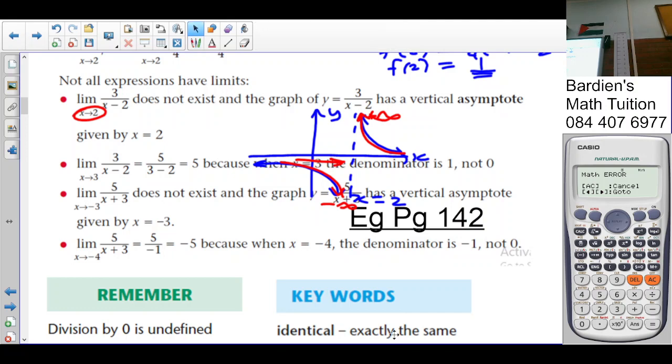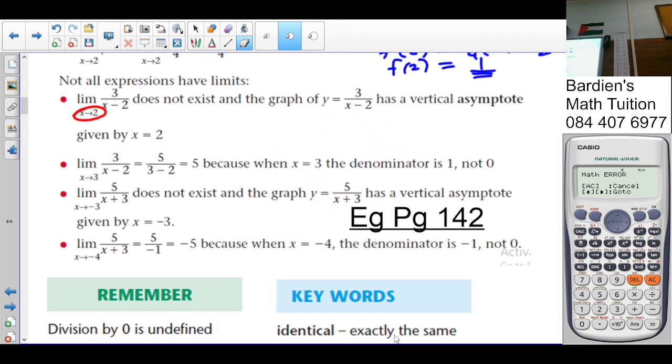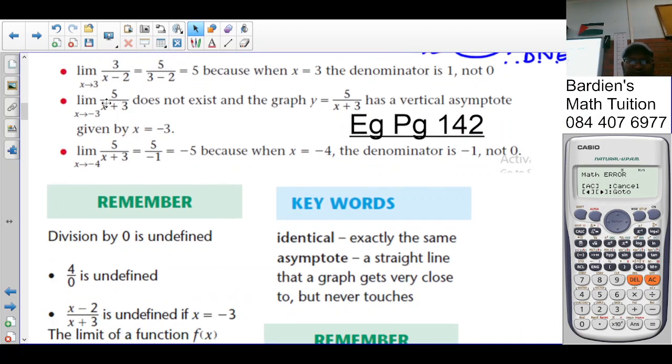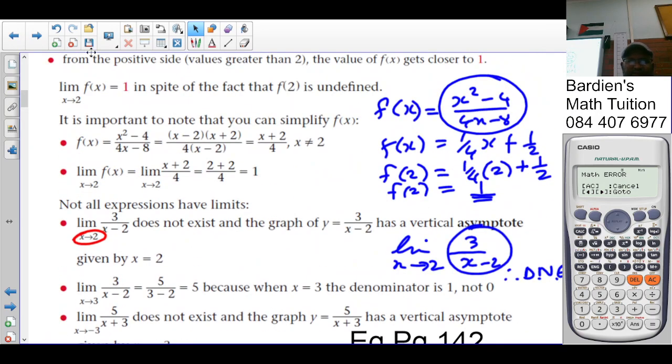Now, I just told you that we're not going to draw the graph every time. What we're going to do is simplify, not so, and then substitute the limit value, the x value, in. So if you're looking at the limit as x approaches 2 of 3 over x minus 2, can I simplify that? No. So we just say therefore the limit does not exist. Okay. So we carry on reading here. We are told that there is a vertical asymptote given by x equal to 2. Then we are told that the limit as x approaches 3 of 3 over x minus 2 is equal to 3.